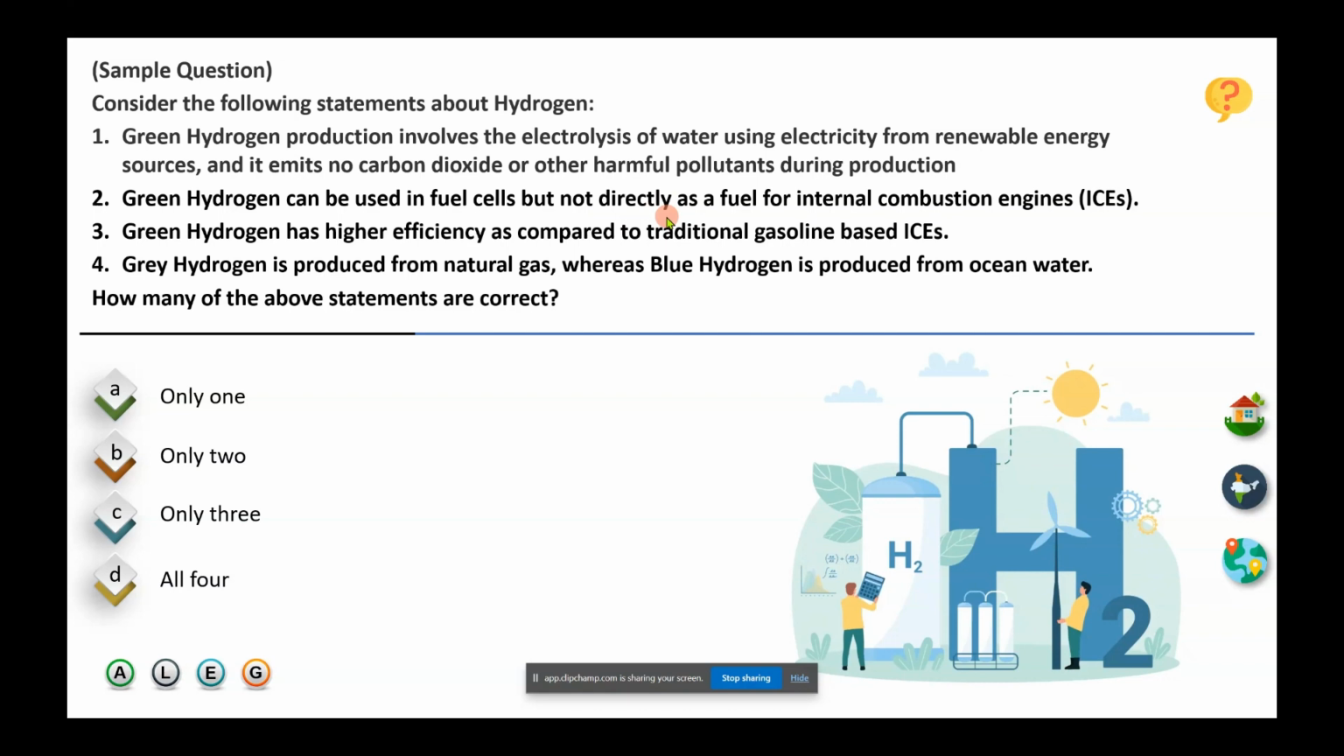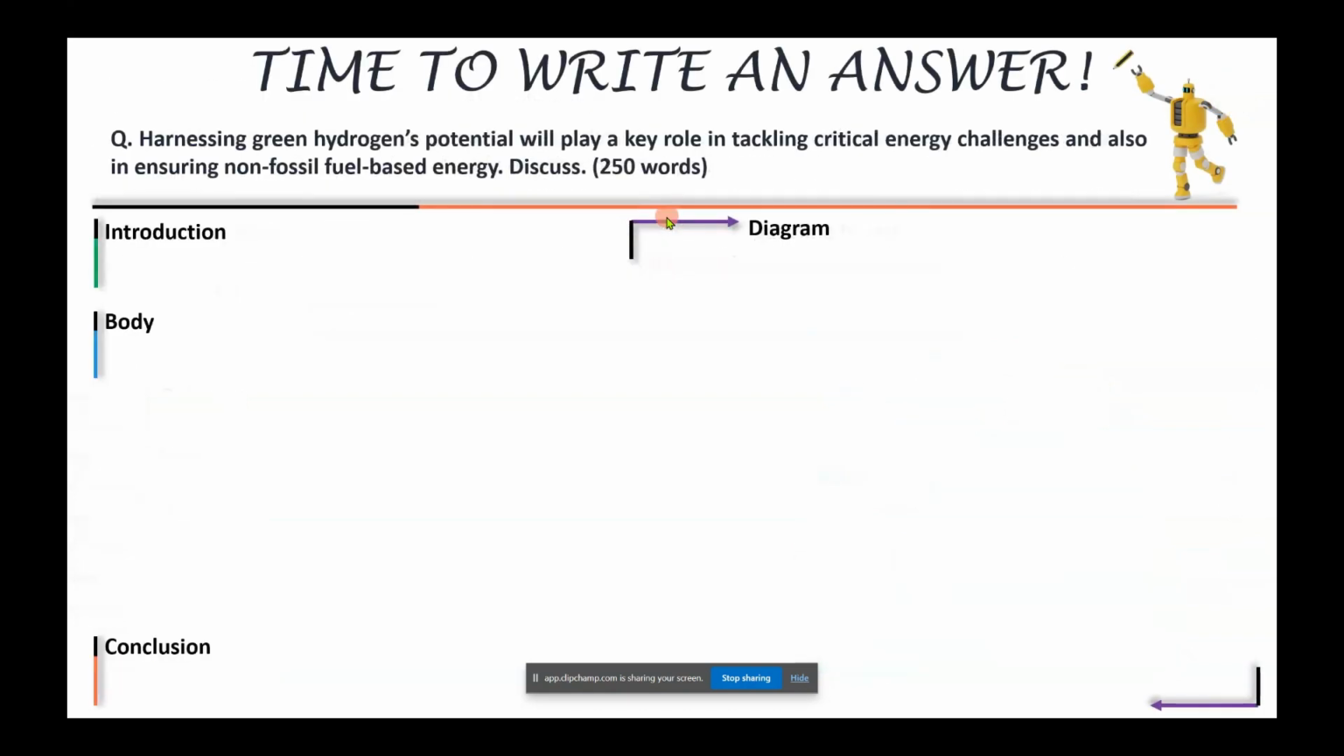Next, we have this sample question. This is a mains oriented question, so it's worth 250 words. Again, you can note down this question, attempt it and send the answer to me on mail, and I'll definitely check it and get back to you. Fine.